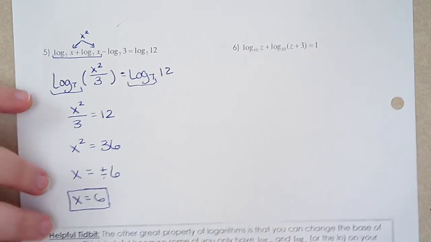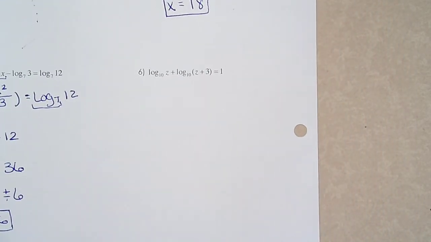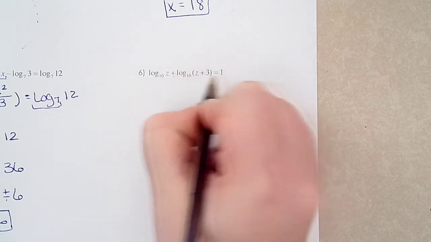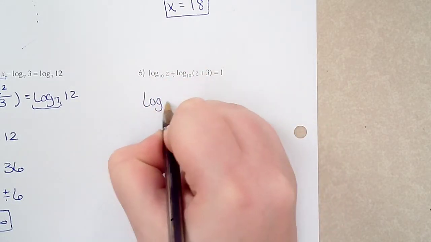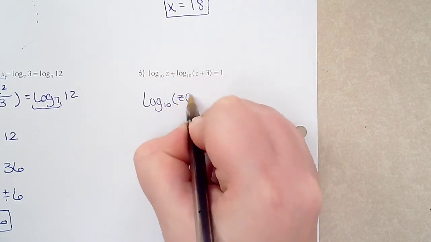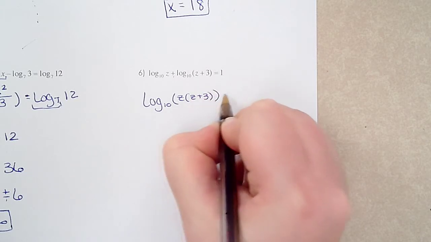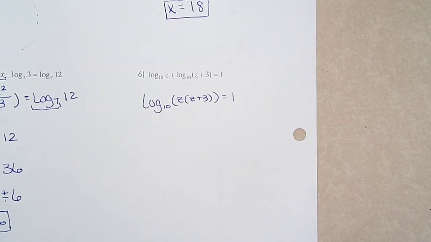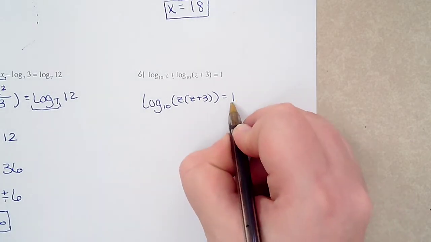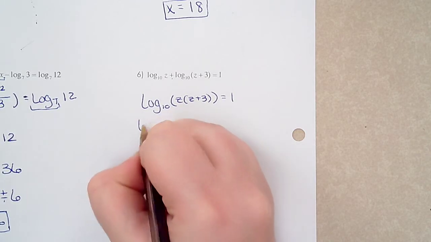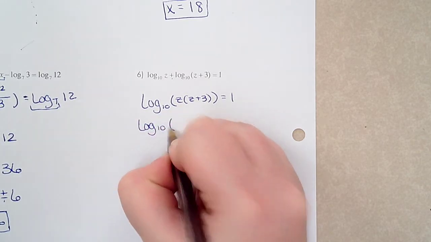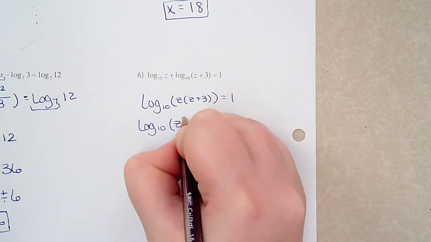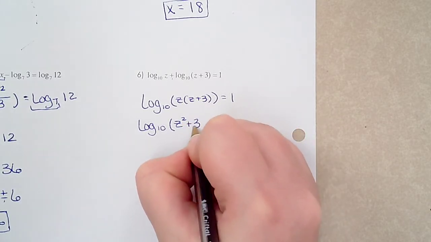All right, one more. Log base 10 of z plus log base 10 of z plus 3. Notice a plus becomes a multiplication, so log base 10 of z times z plus 3 equals 1. I can rewrite that 1 eventually, but right now I'm just going to simplify this down a little bit. I can make this into z squared plus 3z.